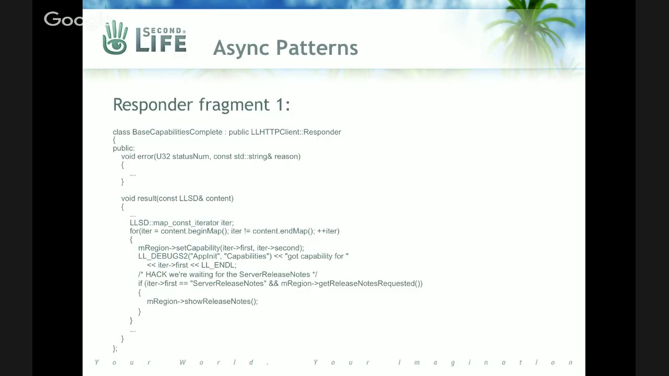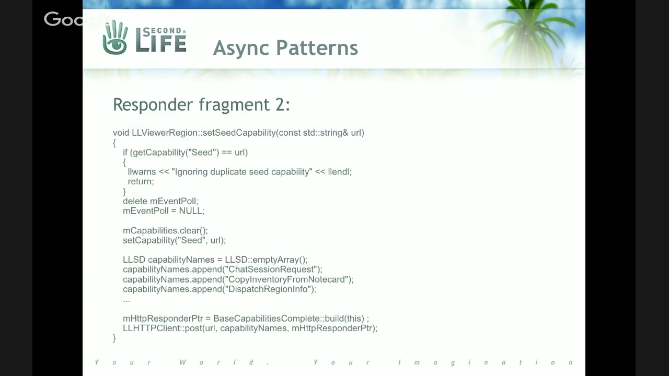We derive a BaseCapabilitiesComplete subclass from LLHTTPClient::Responder. You can see that there's an error virtual method override, which isn't interesting here, and a result virtual method override. And whatever it does in there, it processes the result of the call that was set up by a completely different bit of code. This is the different bit of code, setSeedCapability. Look at the bottom two lines. BaseCapabilitiesComplete has a static method, build, that instantiates the subclass, and then we take that pointer and pass it into LLHTTPClient::post.